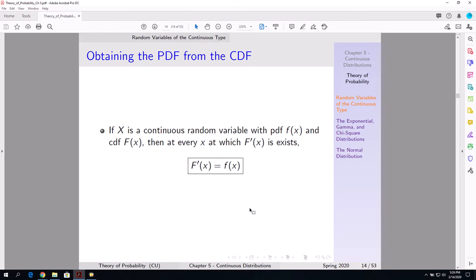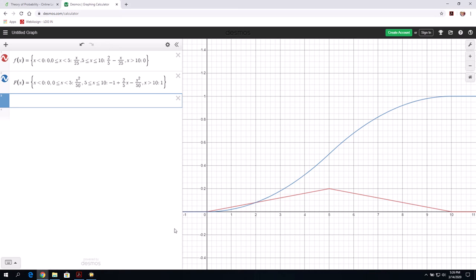So it's not that surprising that the derivative of the cumulative distribution function is the density. That's what this identity is right here. So if we go back to this graph over here, this red curve right here is the derivative of the blue curve. The blue curve is the CDF, the red curve is the PDF. If I were to take the derivative of the blue curve, I would get the red curve.